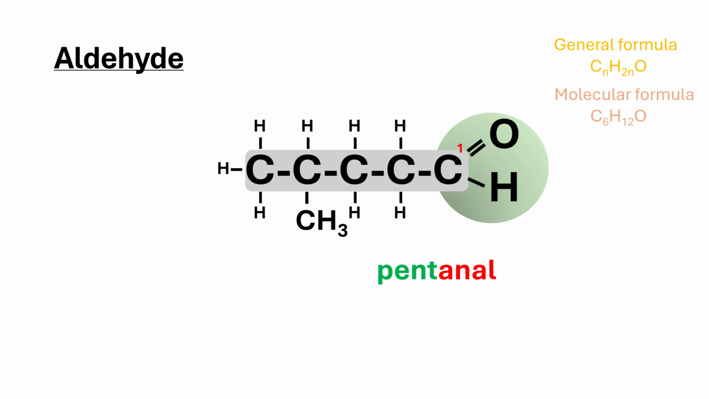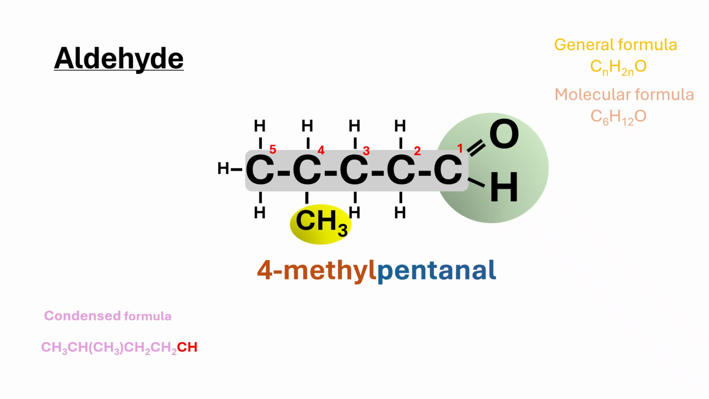But this one is important to be numbered to show the location of the side chain. So start numbering from the carbon of the aldehyde, keep continuing, and there's a methyl group coming off the fourth carbon. So the name goes 4-methylpentanal. And for the condensed formula, reading from left to right, it is CH3CH, but remember that the methyl group highlighted in yellow is the side chain, so it must be in brackets too.